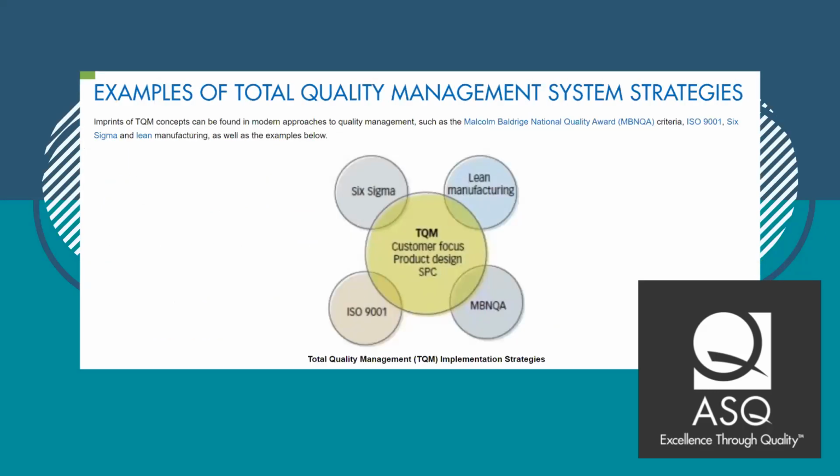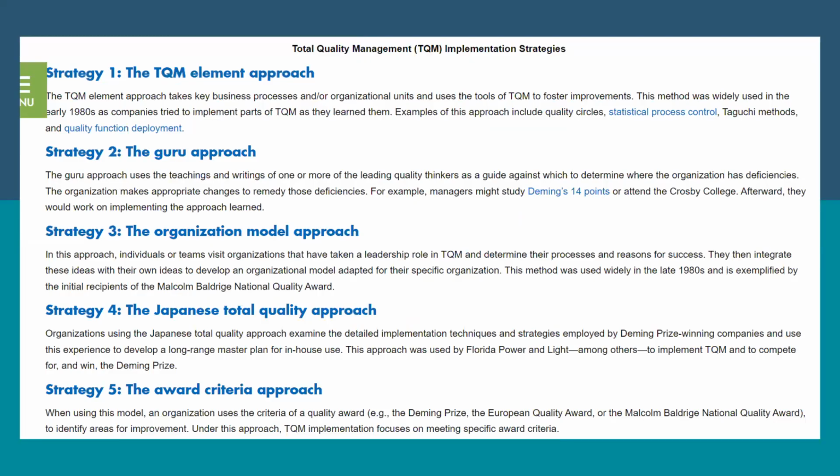Examples of total quality management system strategies. Imprints of TQM concepts can be found in modern approaches to quality management, such as the Malcolm Baldrige National Quality Award, ISO 9001, and Six Sigma and Lean Manufacturing, as the examples shown below. Total quality management implementation strategies. Number 1 is the TQM element approach.